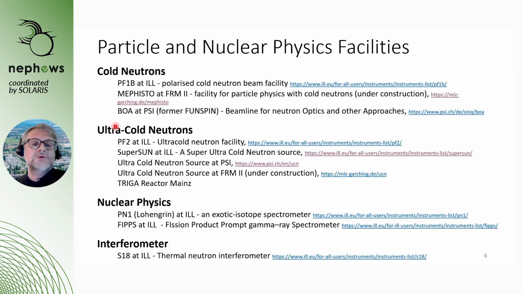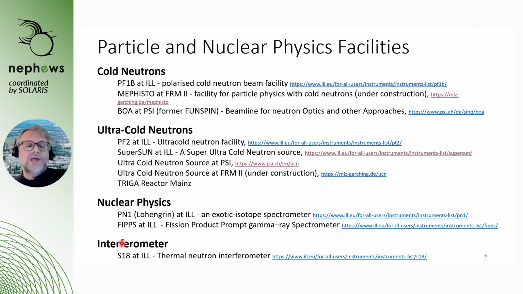And you see that there's a number of sources at different places now, and some just starting operation at very high intensity, SuperSUN, some of them being the flagship experiment for decades, PF2 at ILL, and some serving special instrumentation at PSI, for example, for the EDM measurement. But there's also smaller sources, for example, at the TRIGA reactor in Mainz, which is a prototype source for the FRM II source, which is still under construction.